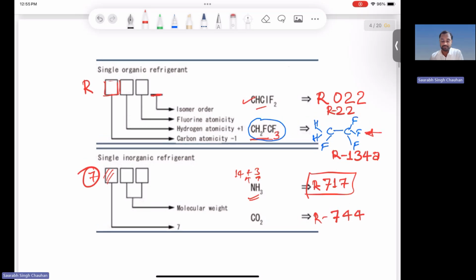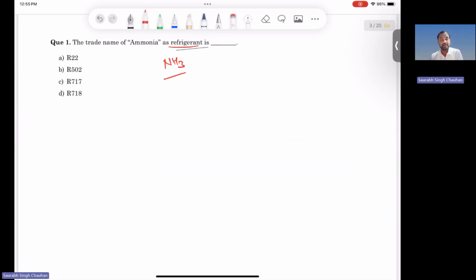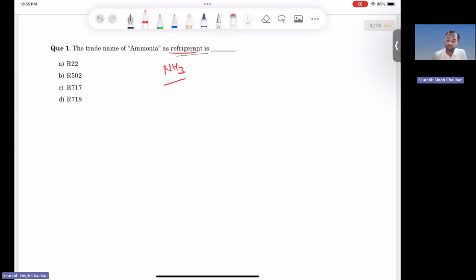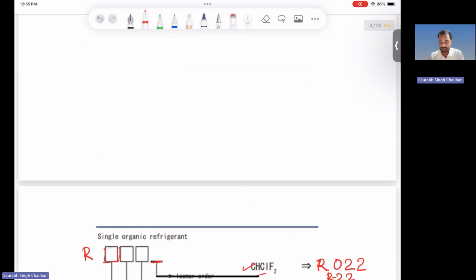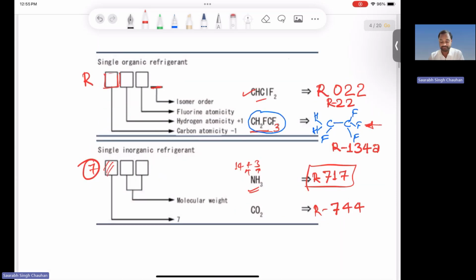So I hope now we can answer this question. For ammonia, it is R7 and then the molecular weight of ammonia, 17. So R717, this is the trade name for ammonia. I hope this is clear and we can move to the next question.